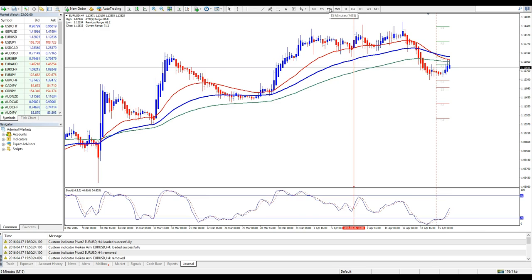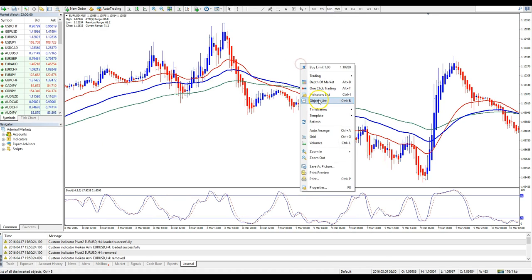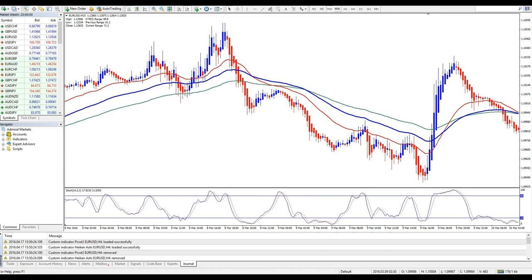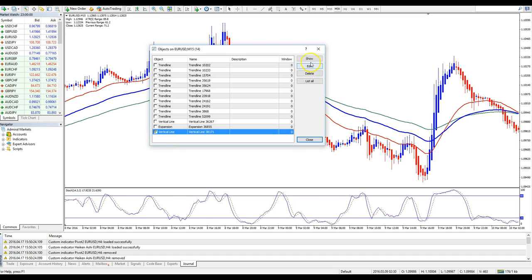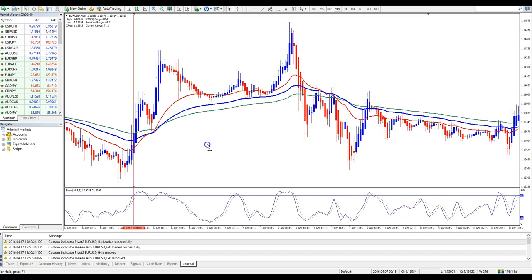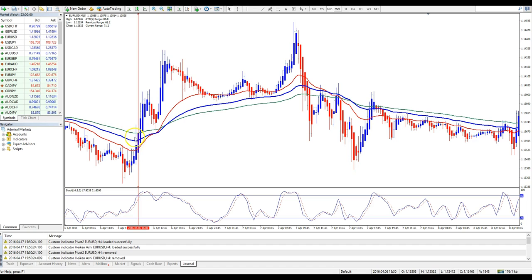Okay, so let's zoom to 15 minutes. Let's try to find this here. Okay, vertical line, show. Okay, here, see, we had a pullback. Now you see here, the price has been touching this, but we might be late in a trade. Of course, if we timed the entry properly, we could have entered here. But you see, the moving averages are diverging to the long side, so it's best to wait.